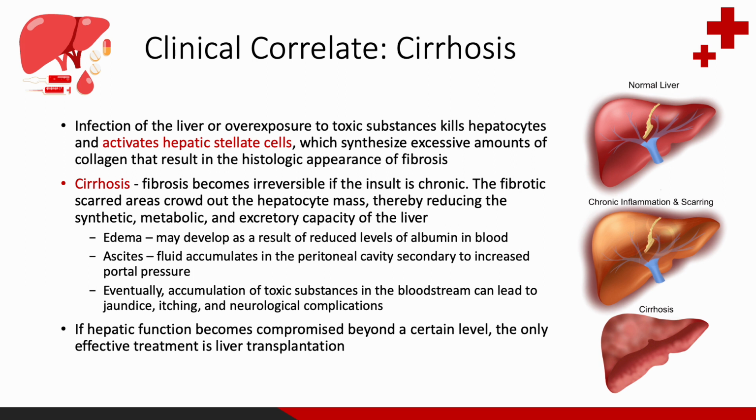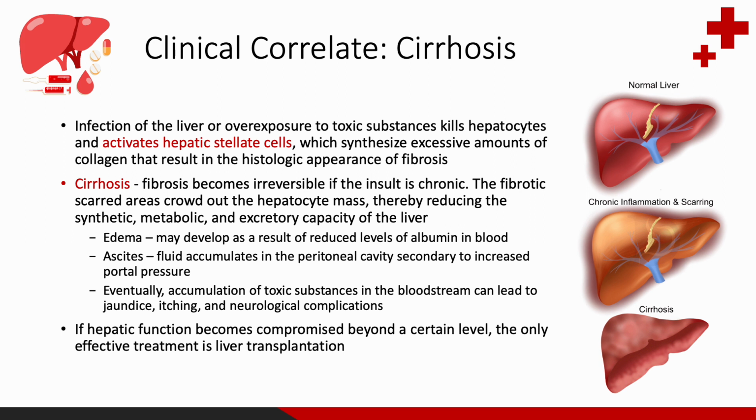Infection of the liver with certain viruses or exposure to toxic substances such as alcohol kills hepatocytes and activates hepatic stellate cells, which synthesize excessive amounts of collagen that result in the histologic appearance of fibrosis. Cirrhosis is the state when liver fibrosis becomes irreversible if the insult is already chronic. The fibrotic scarred areas crowd out the hepatocyte mass, thereby reducing the synthetic, metabolic, and excretory capacity of the liver.